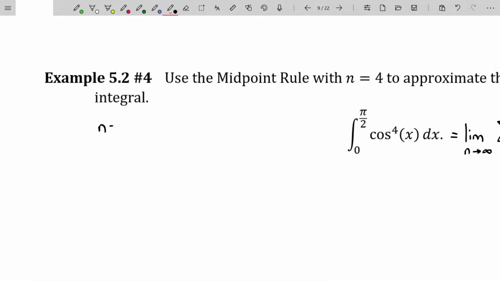With n equals 4, you can easily find out what delta x is. Remember, delta x is (b minus a) over n. b is pi over 2. a is 0.